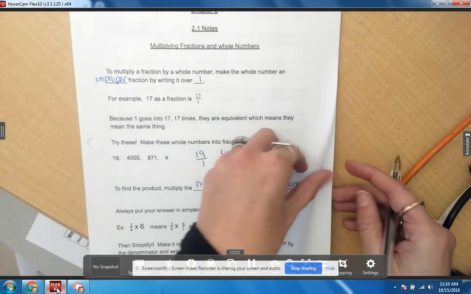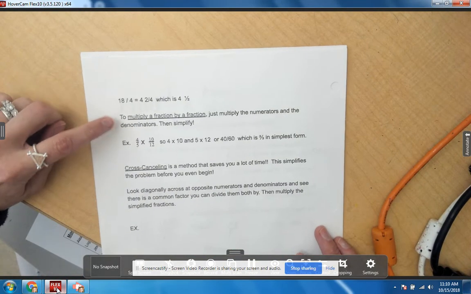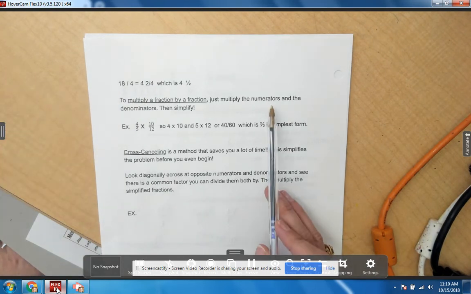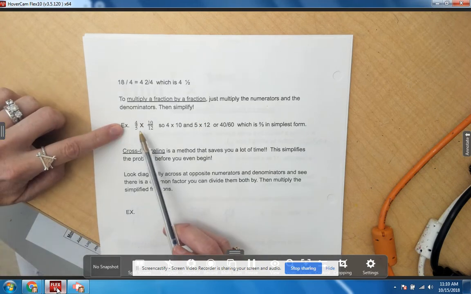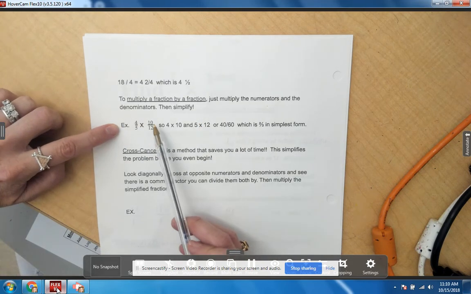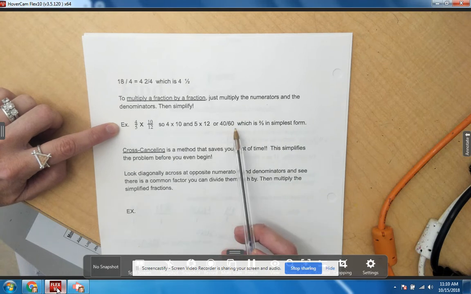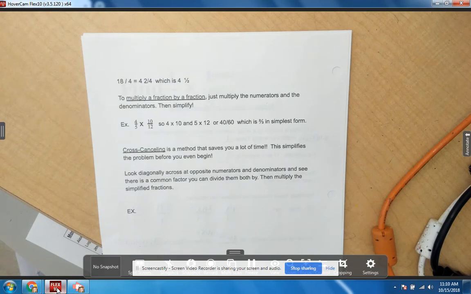Okay? So flip over your notes. Oh, and I have the example here. To multiply fractions by fractions, all you do is multiply the numerators and then multiply the denominators and then simplify. So here's an example. 4/5 times 10 over 12. I did 4 times 10, which is 40, and 5 times 12, which is 60. And then I divided these both by 20, which is how I got 2/3.